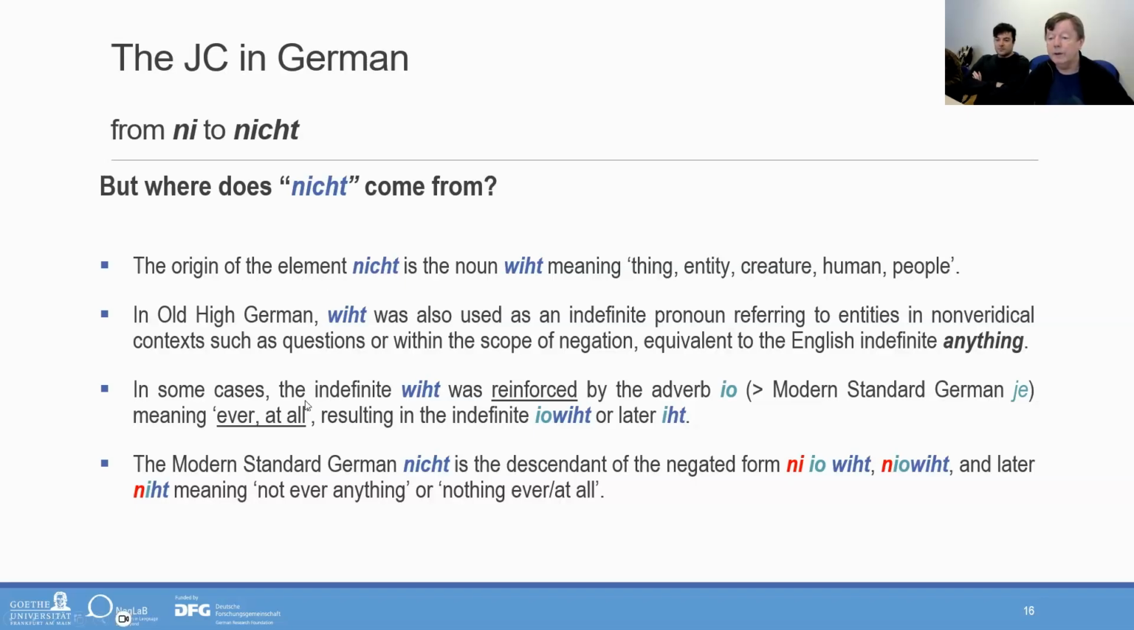In some cases, the indefinite was reinforced by the adverb eo, which corresponds to modern standard German je, and this results in the indefinite eowiht, or later shortened to iht. The modern standard German nicht is the descendant of the negated form, nie eowiht, neowiht, or shortened eventually to nicht, and means something like not ever anything, or nothing ever, nothing at all.